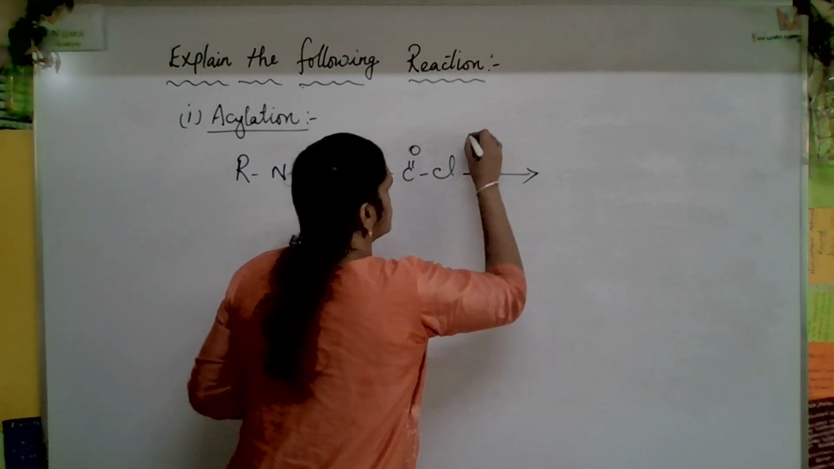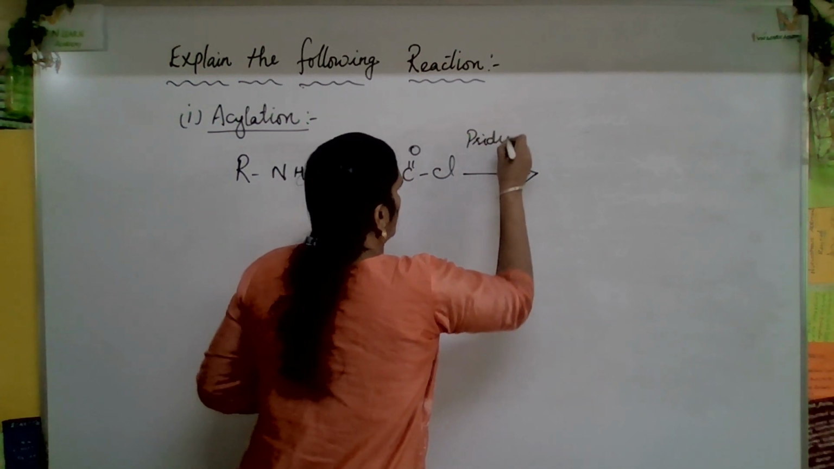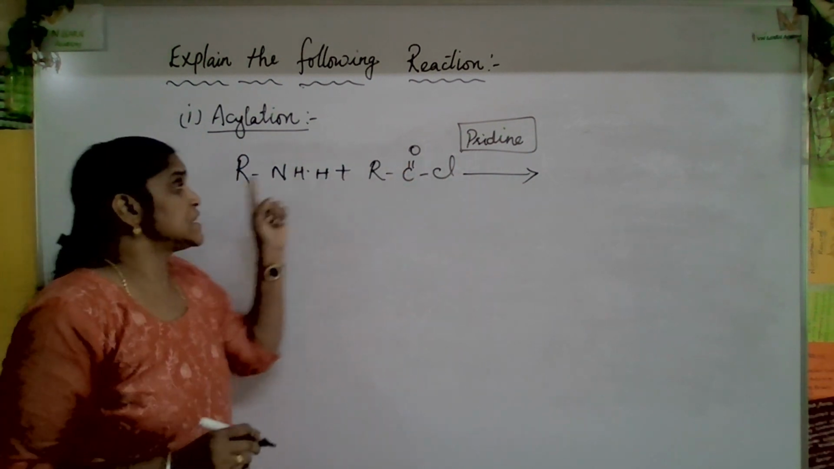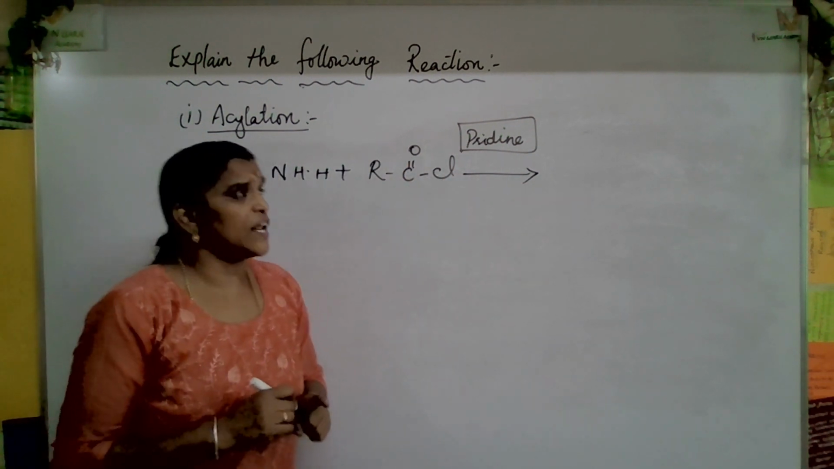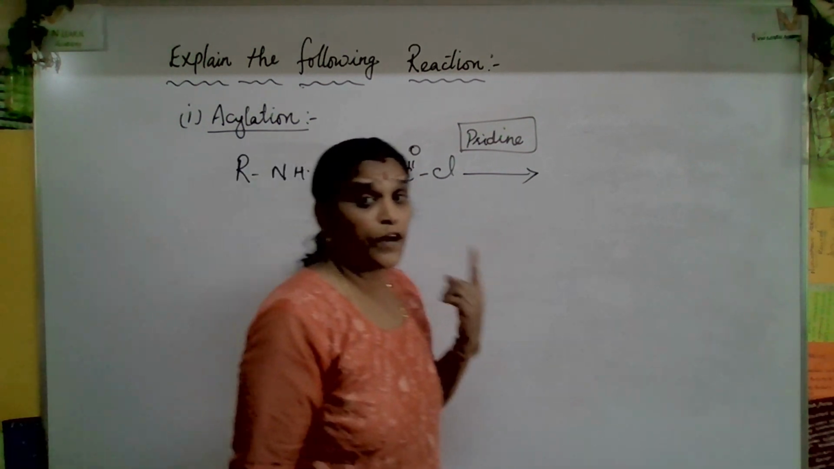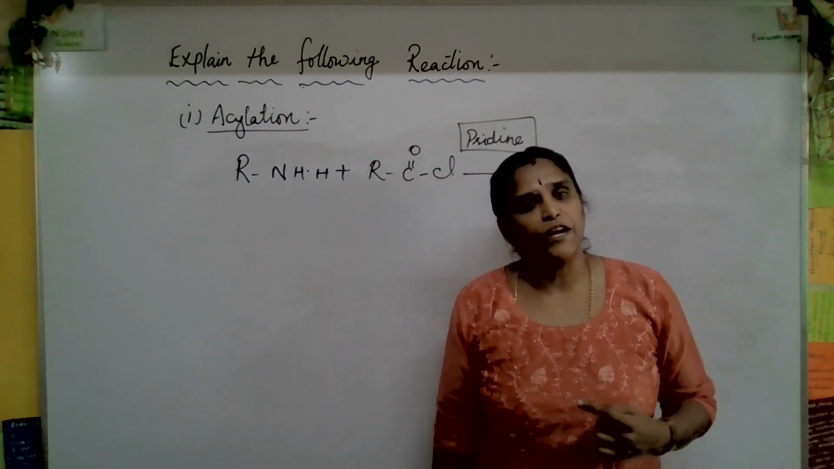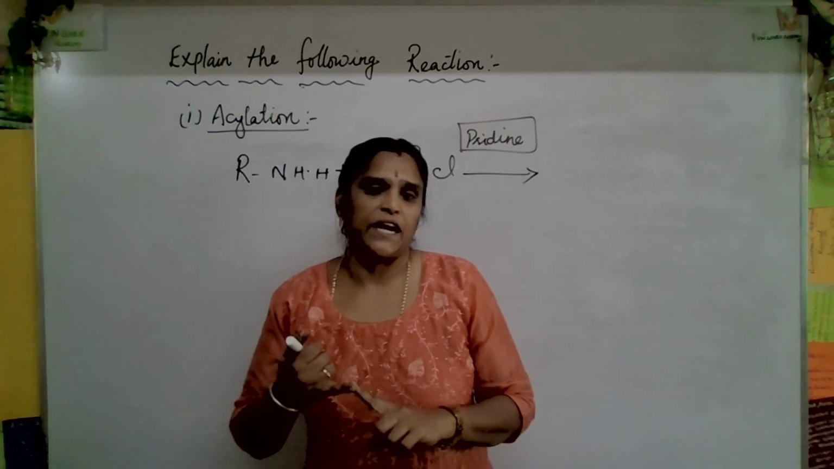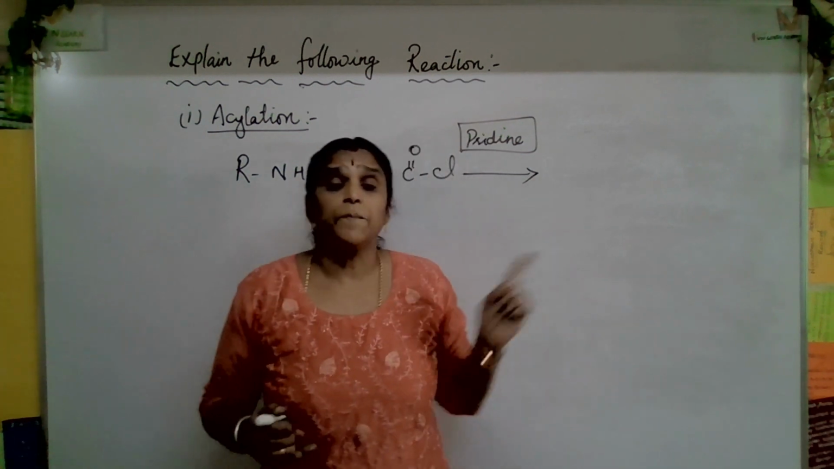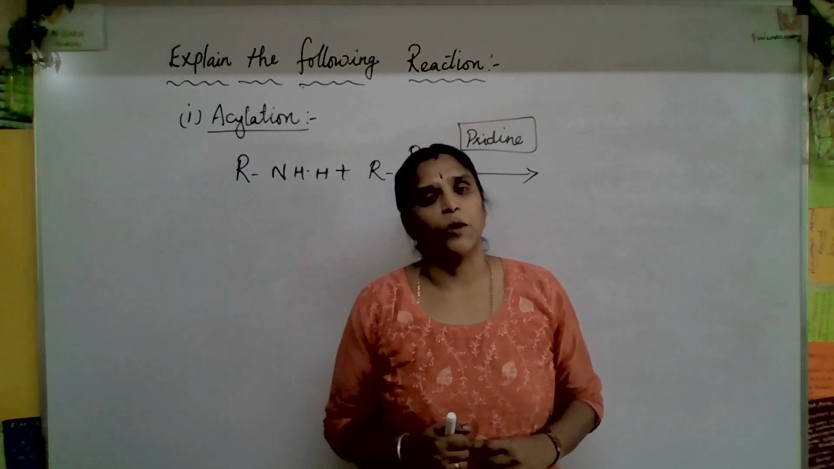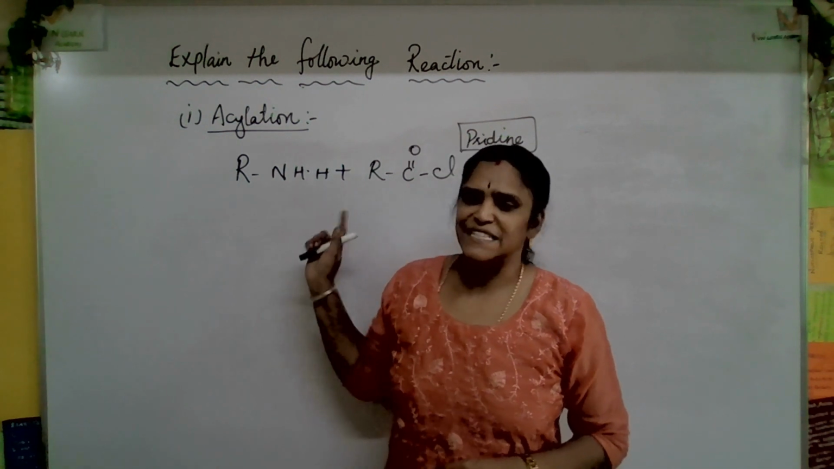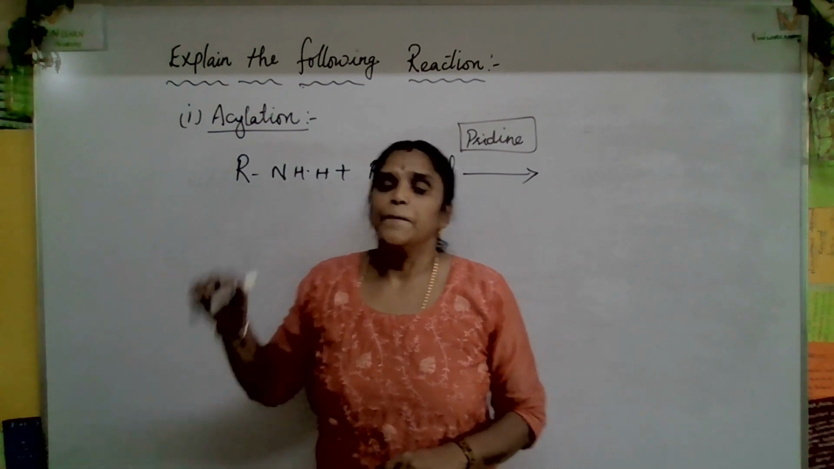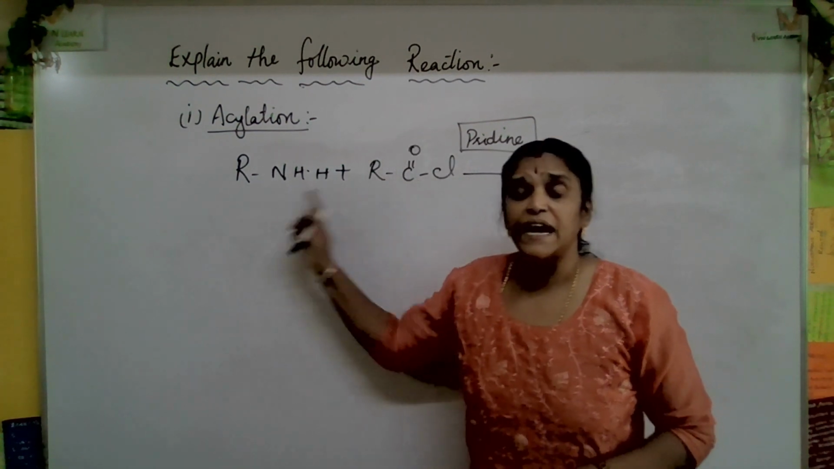Now, in the presence of pyridine, why do we use pyridine? Pyridine is actually a stronger base than amine. The word acylation comes from the Friedel-Crafts reaction. What is the Friedel-Crafts reaction? Here the reactant is an acid chloride or acetic anhydride in the presence of aluminum chloride. But here, acid chloride is there in the presence of pyridine. Why? Because pyridine is a stronger base than amine.